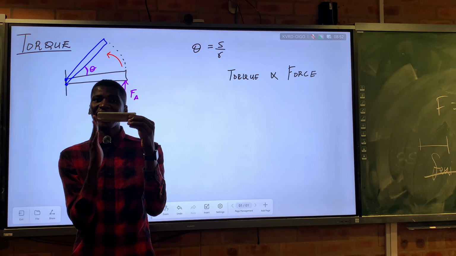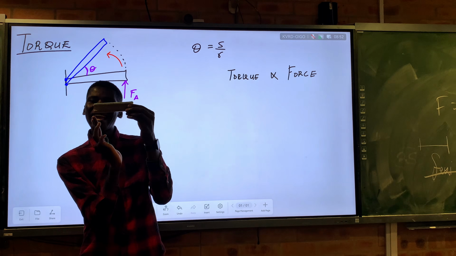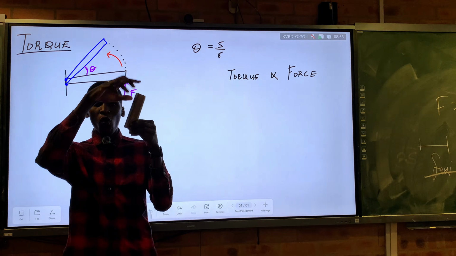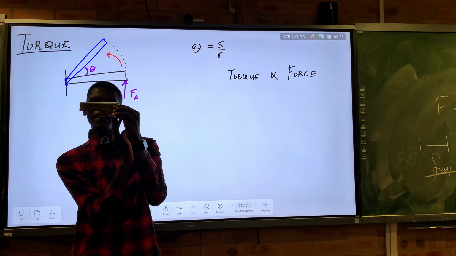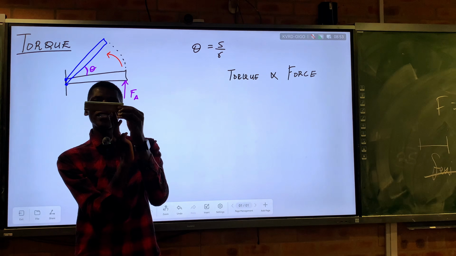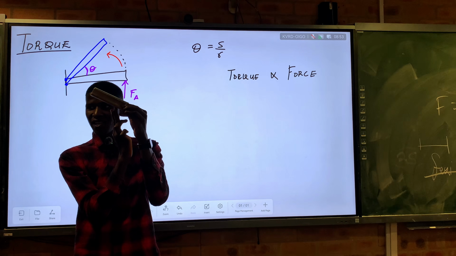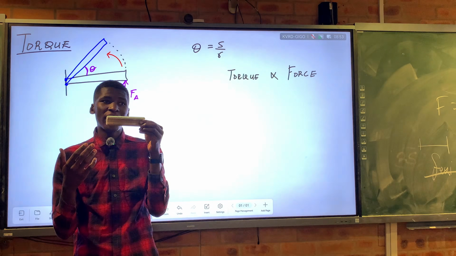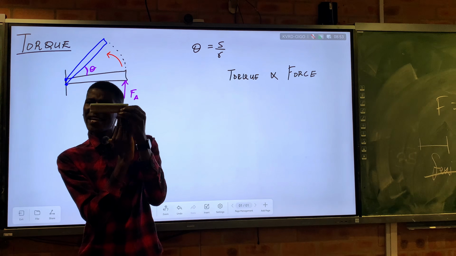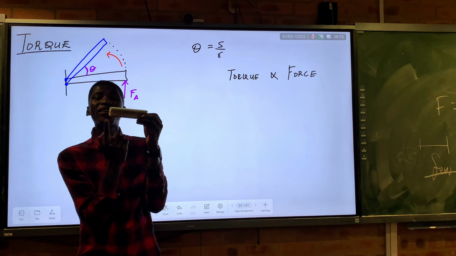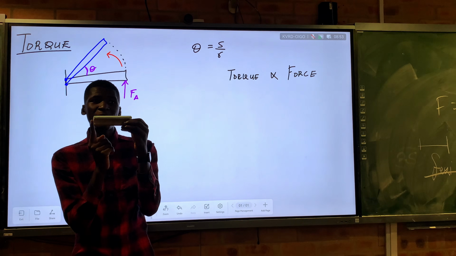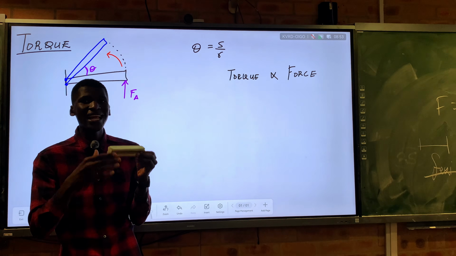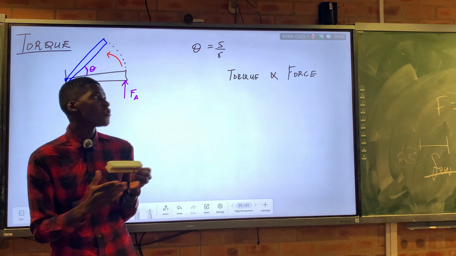So if I apply a force here at the end of this object, it will rotate more. But if I apply a force very close to the pivot, it will not rotate that much. So we can say that the rotational motion is not only affected by the force. Even if I apply a bigger force closer to the hinge, this thing will not be able to rotate. So it's not only the force that contributes to the torque, to the rotational motion, but the distance as well is a contributing factor.